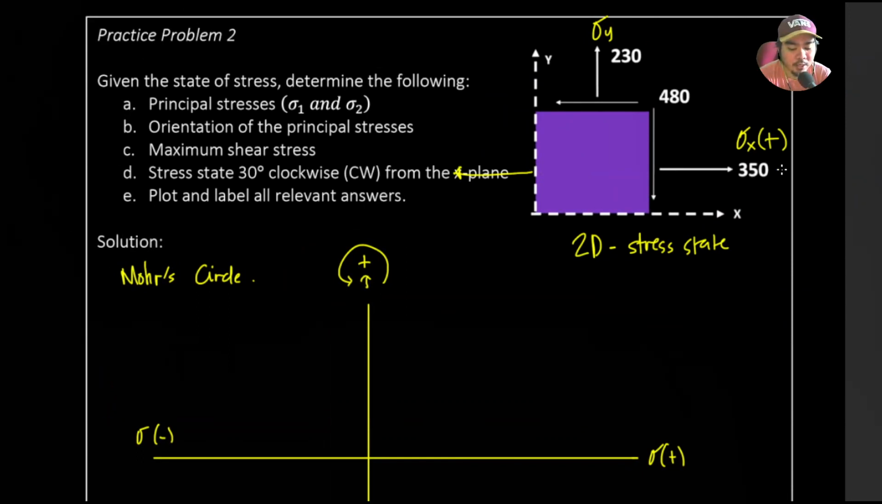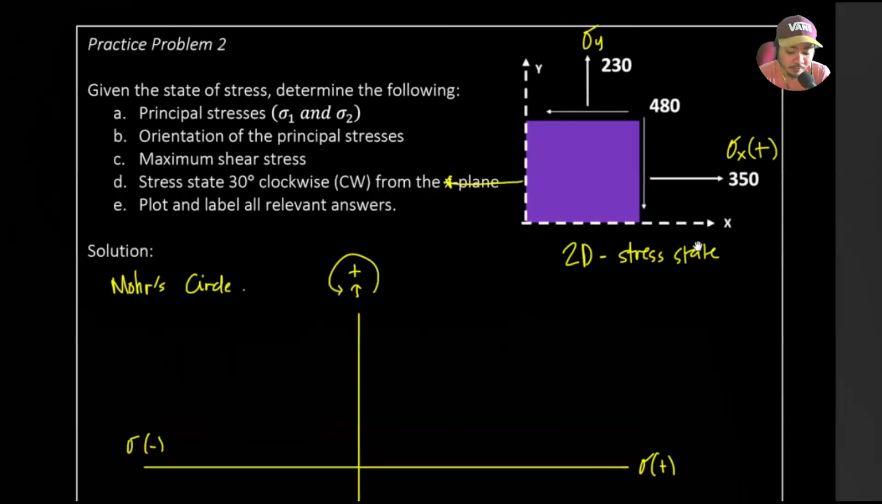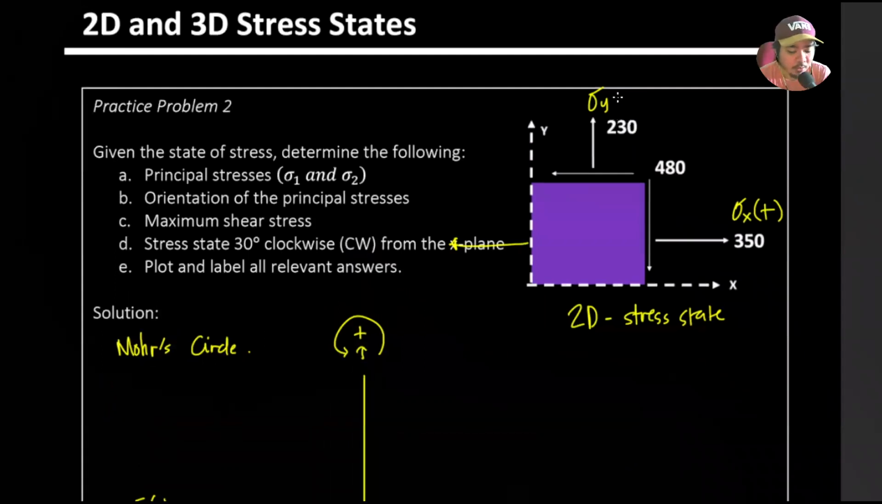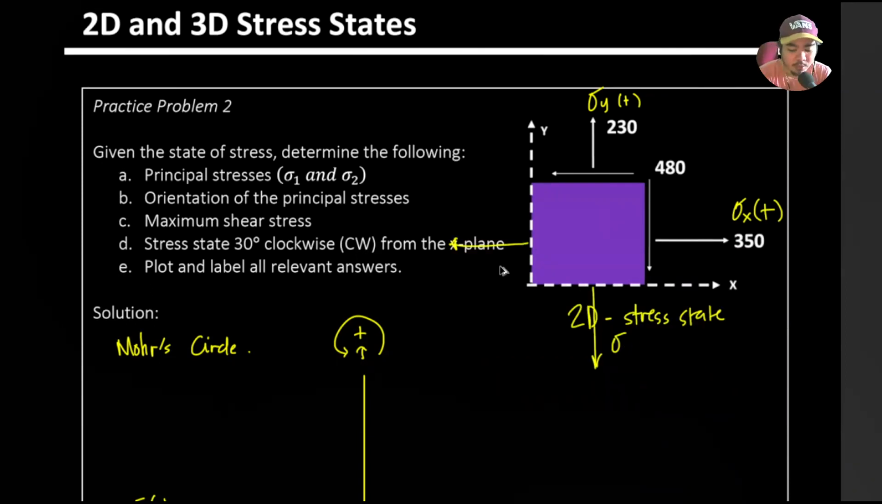it's tensile. Sorry, I meant to say earlier that positive is tensile and compressive is the negative values. So this is a positive value. This is positive 350 because it's tensile, and this is also positive 230 as well. Then there's also an opposite one here, sigma y, going in the positive direction. So in general, the way we set it up is, oh, I did that wrong.